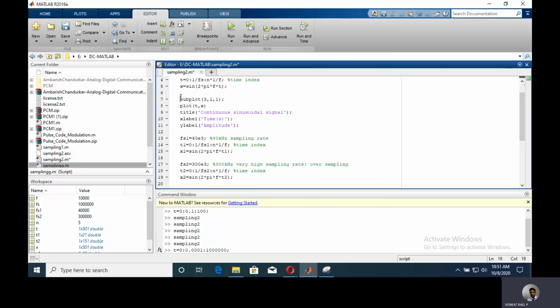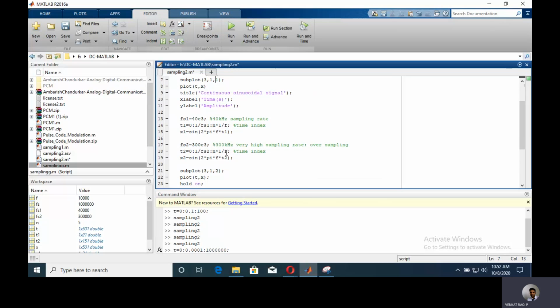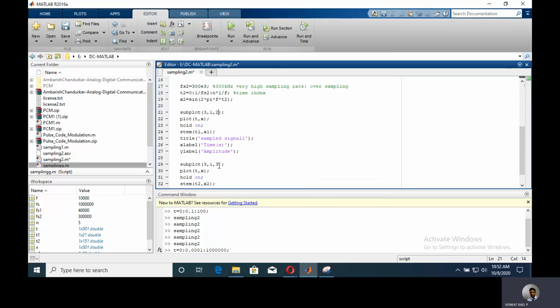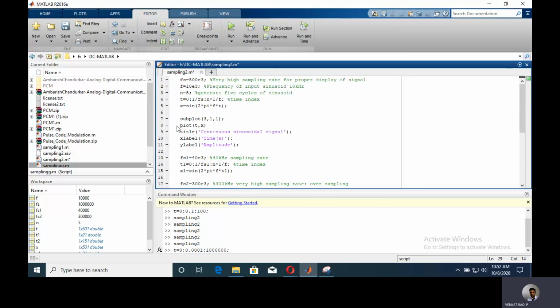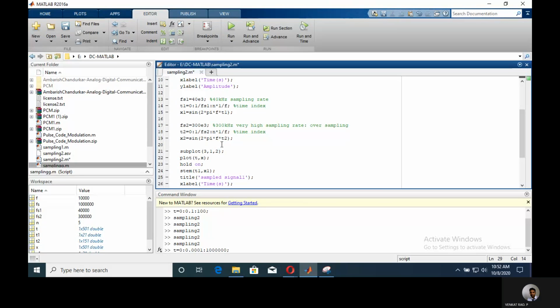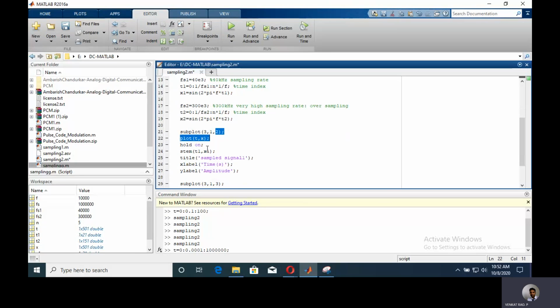So we need to take that as subplot of 3, 1, 1. That means 3, 1 represents a 3 by 1 matrix. That means 3 rows and 3 elements in a single column. That means 3 different graphs will be displayed in a single column. So 3, 1, 1 is the first graph, 3, 1, 2 is the second graph, 3, 1, 3 is the third graph. So in the first graph we are going to display the input signal, and in the second graph we need to display the x1. What is x1?